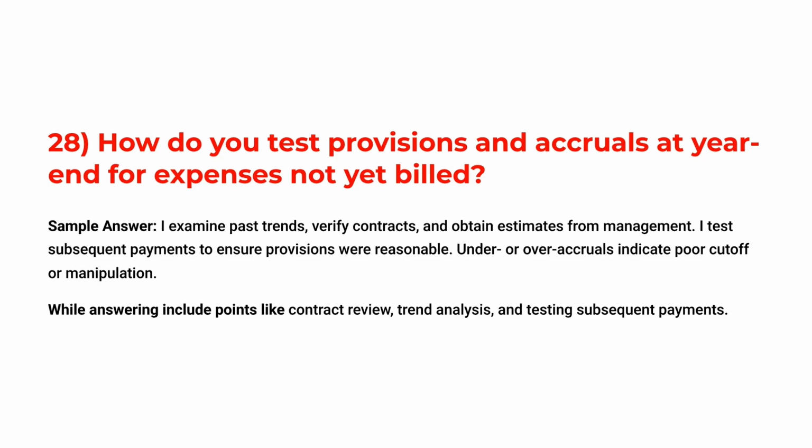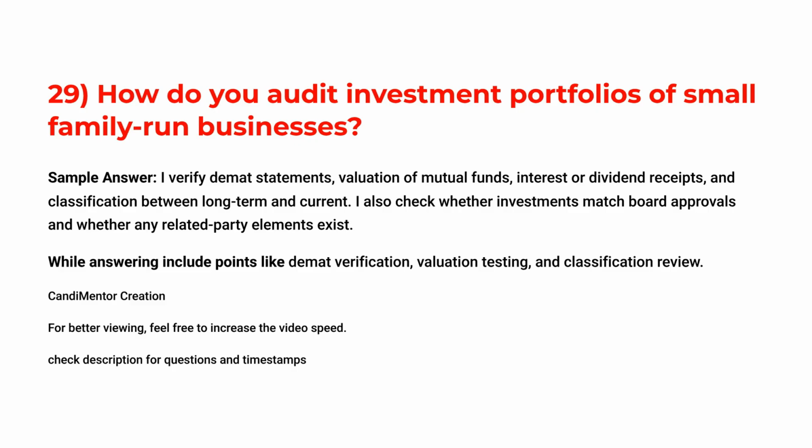Sample answer. I examine past trends, verify contracts, and obtain estimates from management. I test subsequent payments to ensure provisions were reasonable. Under or over accruals indicate poor cutoff or manipulation, while answering include points like contract review, trend analysis, and testing subsequent payments. How do you audit investment portfolios of small family-run businesses?